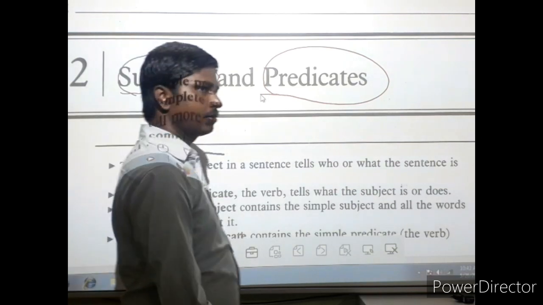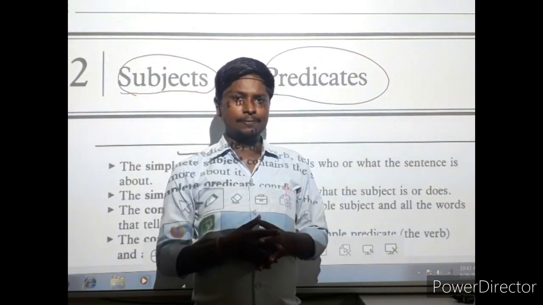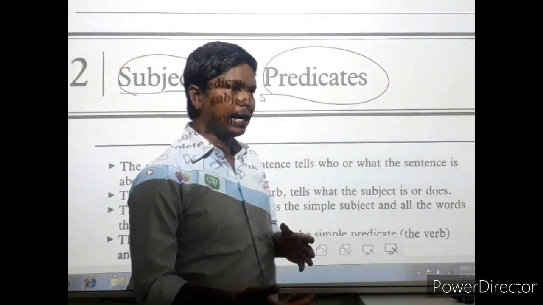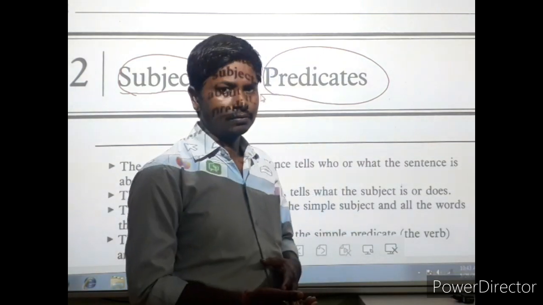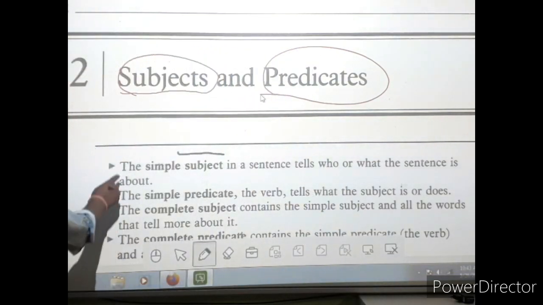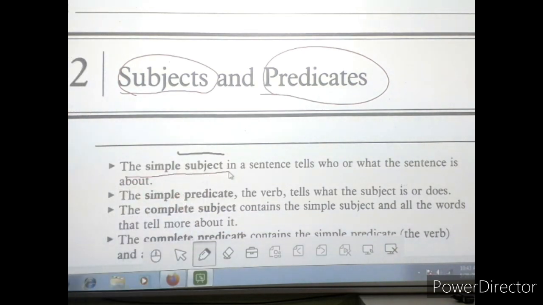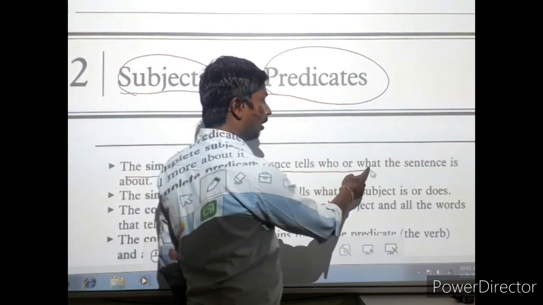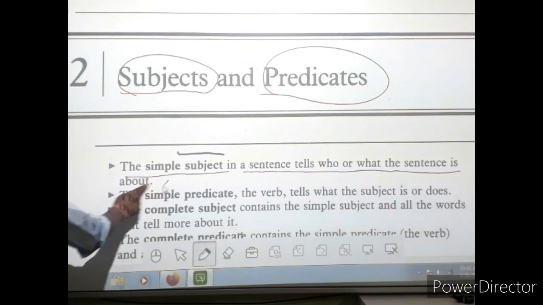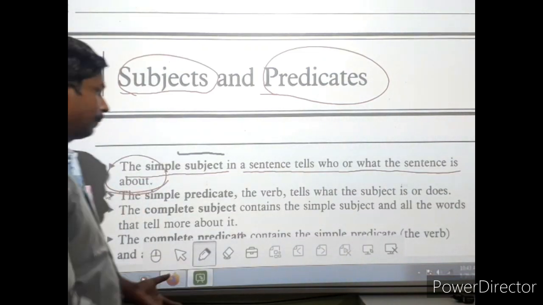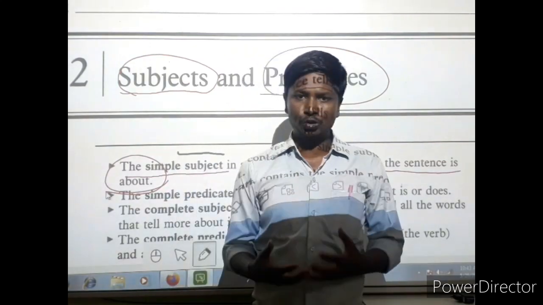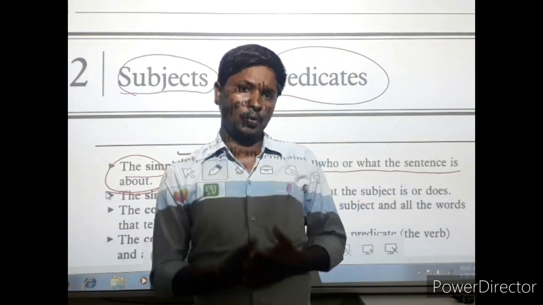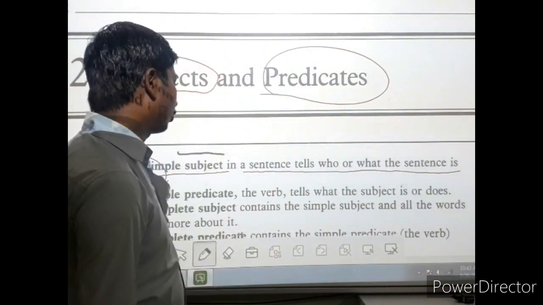You know, the subject is a very important part of a sentence that can be used to say something. Here you can see the definition. The simple subject in a sentence tells who or what the sentence is about. It means the subject of the sentence is used to say something, what he is doing or not doing. That is known as the subject of the sentence.